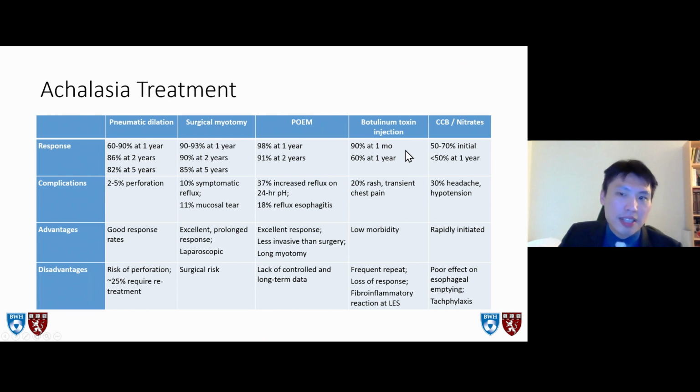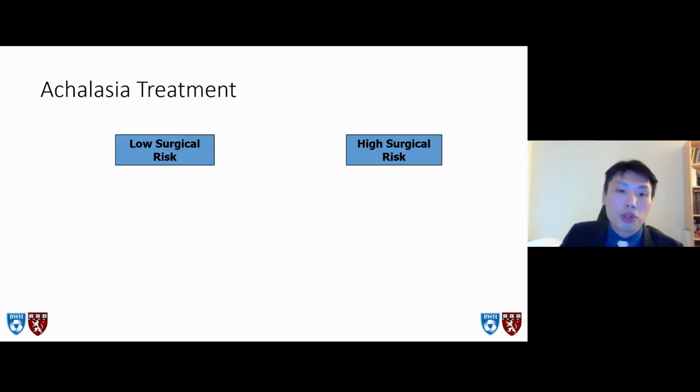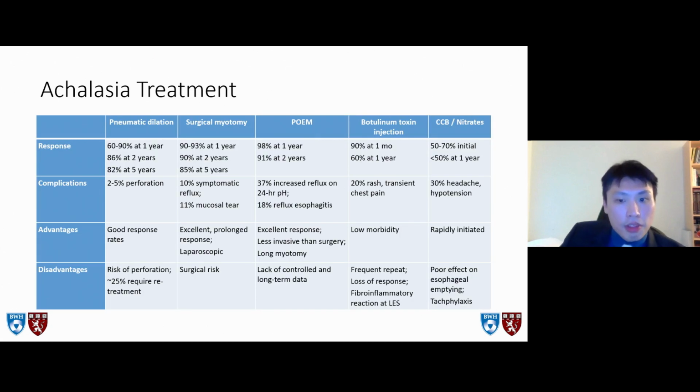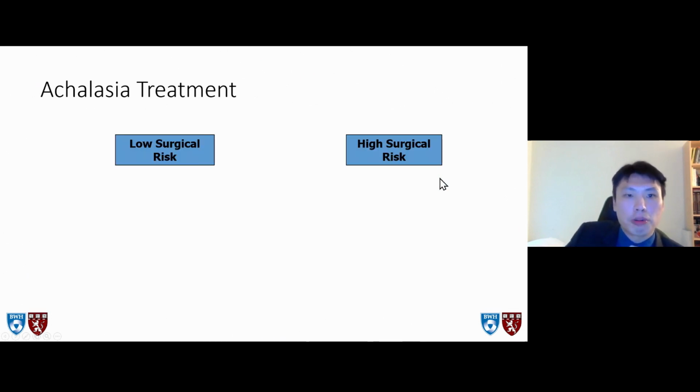Botox usually has good response initially, but generally it will decrease over time. And smooth muscle relaxants just generally don't have great response, usually around 50% or so. But obviously, pneumatic dilation and the myotomies are more invasive procedures. They carry risks of perforation and surgical risk as well. So those we generally reserve for patients who are low surgical risk, compared to Botox and smooth muscle relaxants, which we generally use for patients with higher surgical risk.